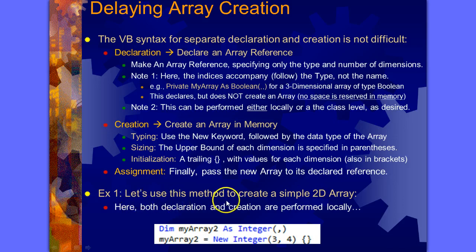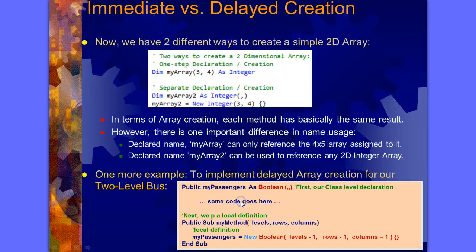For example, let's use this method to create a two-dimensional array. Here both declaration and creation are performed locally. Intermediate versus delayed creation. Now we have two different ways to create a simple two-dimensional array. So you can do it this way, or you can do separate declaration and creation. So declare it like this, and then create it like this.